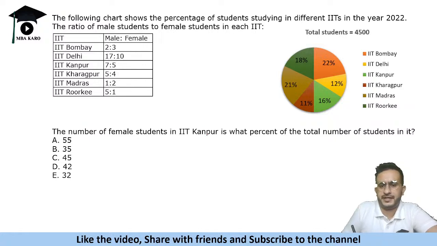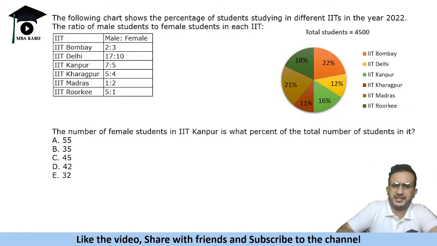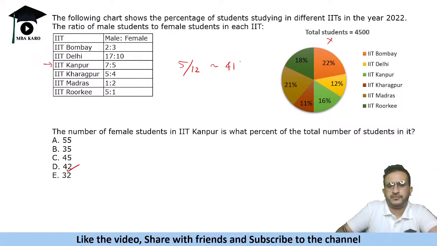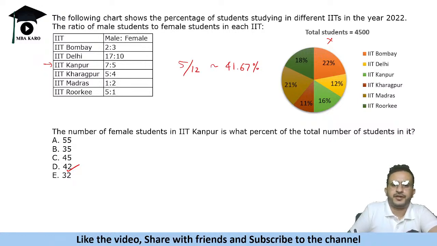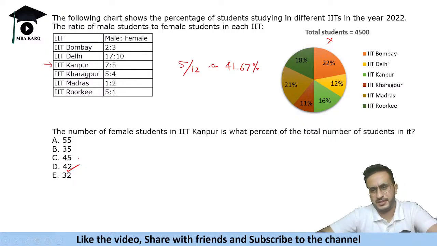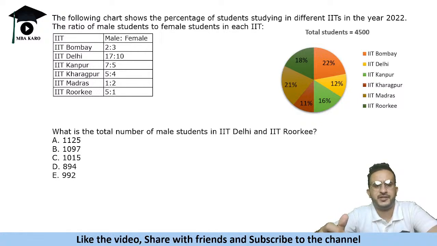Number of female students in IIT Kanpur is what percentage of the total number of students in it. For this, you do not need the pie chart. You just need this. So 5 female out of 12. 5 by 12 is how much? Around 41 point something percent. So 42%. 41.67%. Again, fractions play a role here. This was a very very easy question. So from the same data interpretation set, one of the questions could be very difficult, another could be very easy. So you have to be vigilant in attempting the question.